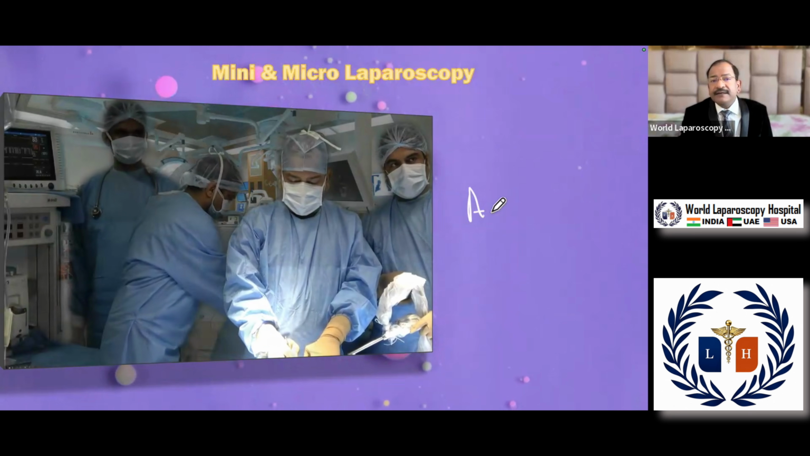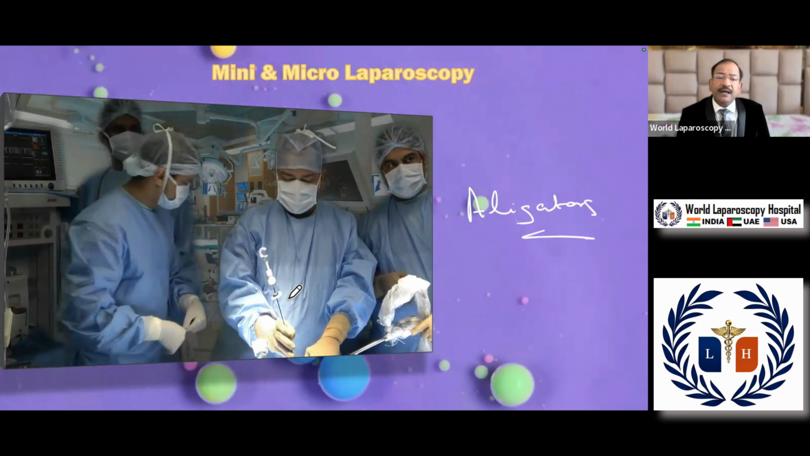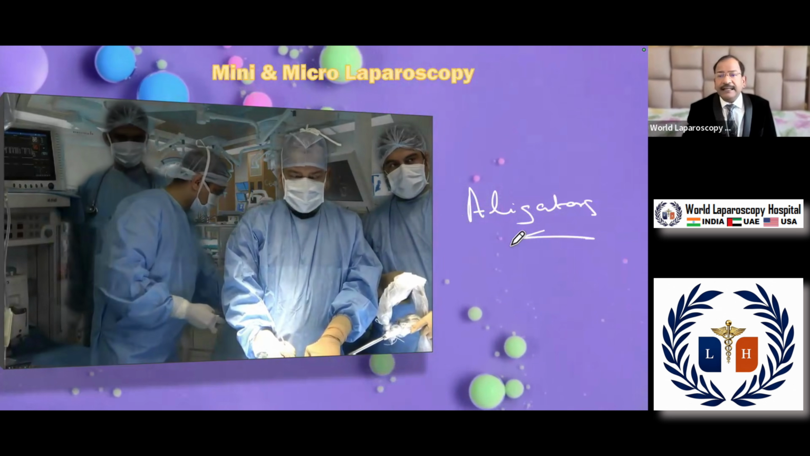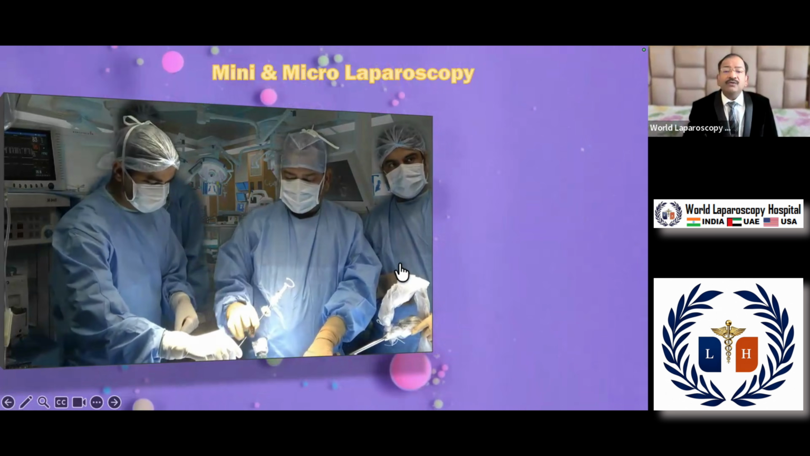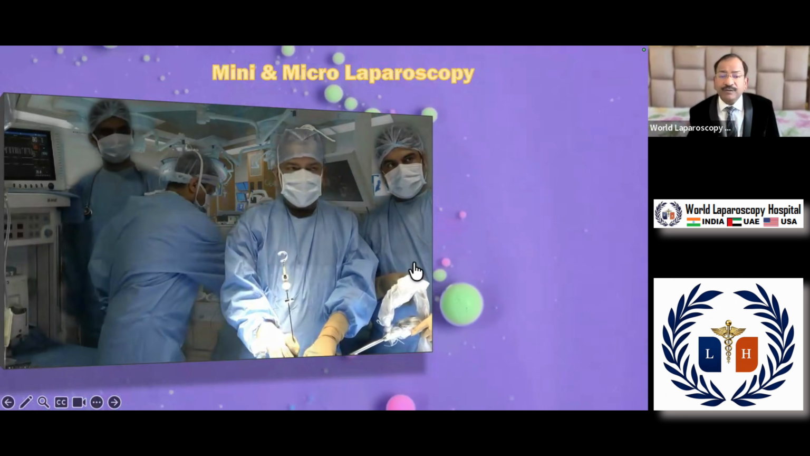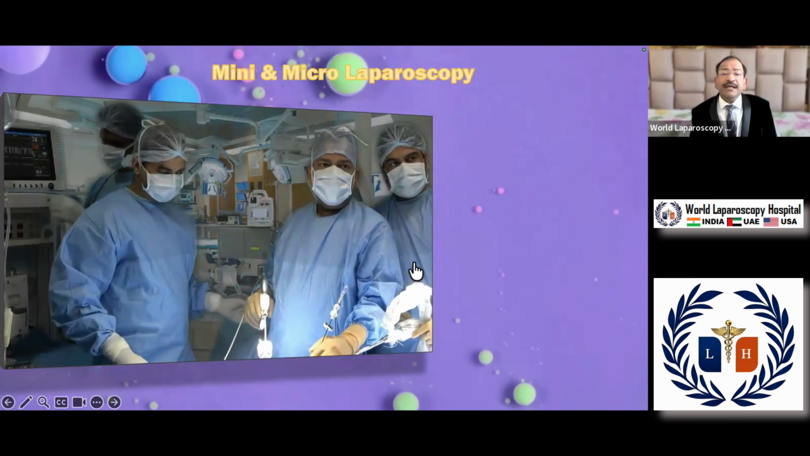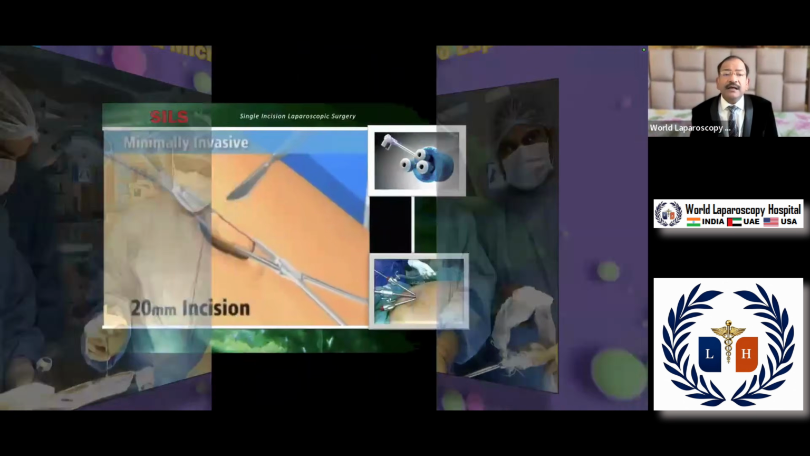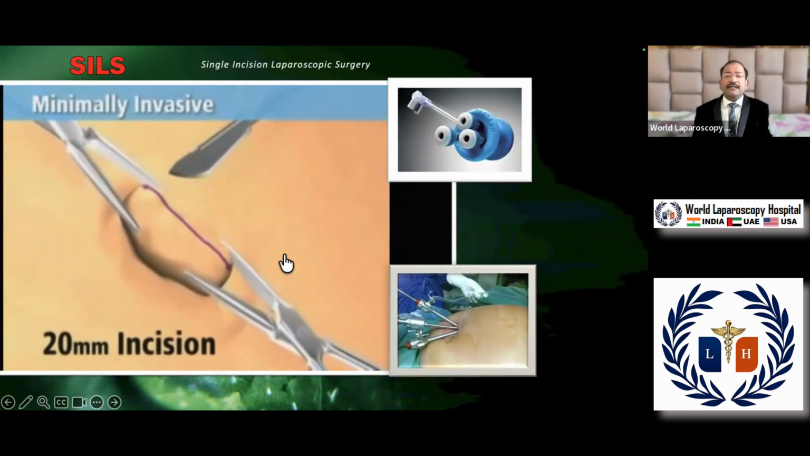These alligators have the advantage that they can be introduced directly, percutaneously, and then it can decrease your number of ports and you can do the cholecystectomy, appendectomy, salpingectomy, oophorectomy all by the use of the mini and micro alligators. After that, you can also perform the single incision laparoscopic surgery.